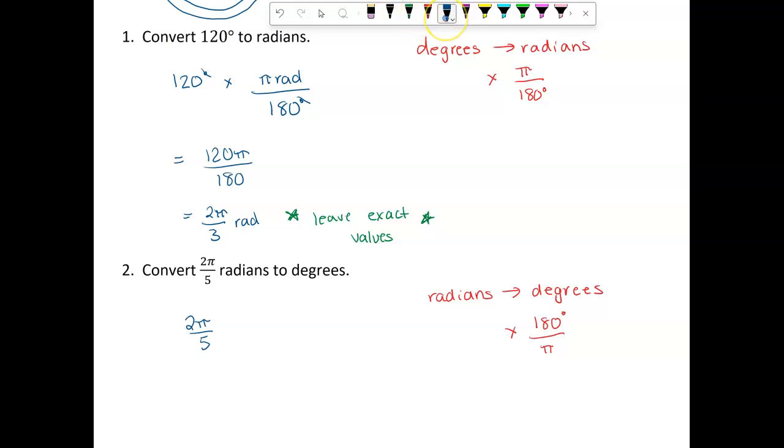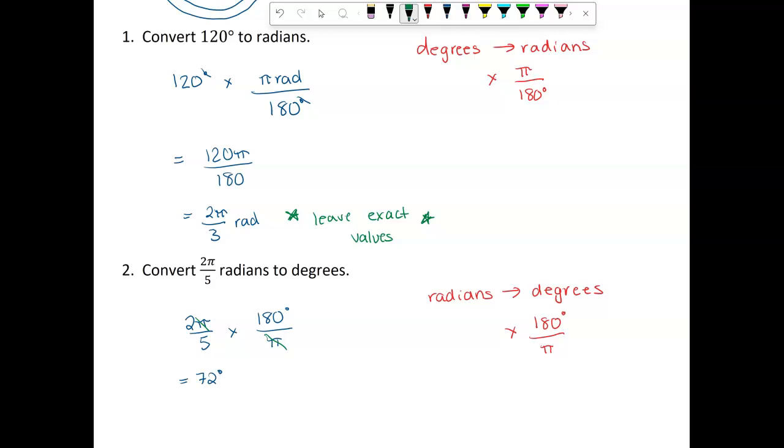So going back to this example, multiply by 180 degrees, divide by pi. By doing so, we're able to cancel out the pi, because we don't normally see pi in degree mode, and that cancels using this formula. We multiply 2 by 180 and divide by 5, which is simply 72 degrees.